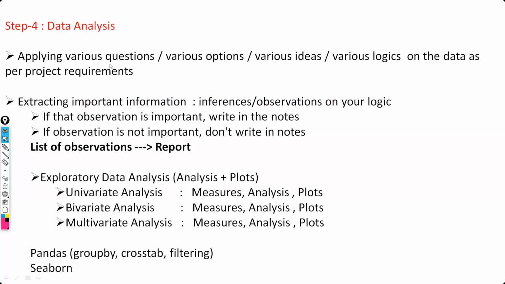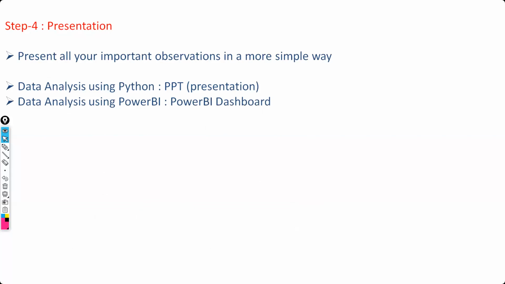Here the first step is we are going to create the various questions. And the last step is presentation. Presentation means we are going to present all our important observations in a simple way so that another person can understand easily. That is the meaning of final presentation. Observations we have already made. If you are not showing them to others, then stage 5 is also not there. The fifth stage is also not there.